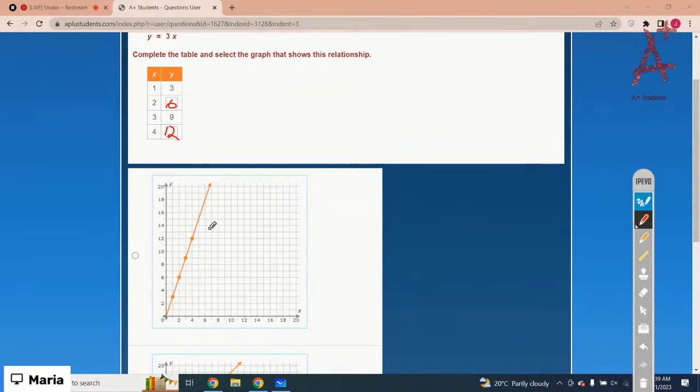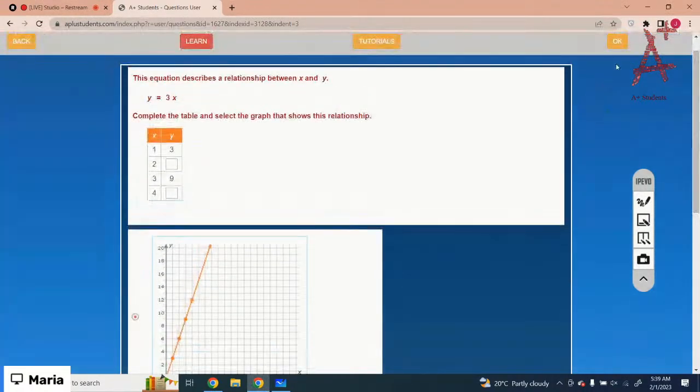Okay, let's just match which of the graphs. When x is 1, y is 3. When x is 2, y is 6. When x is 3, y is 9. When x is 4, y is 12. Option number 1 is the correct option. Got it?